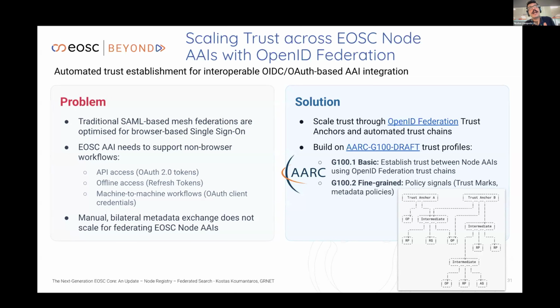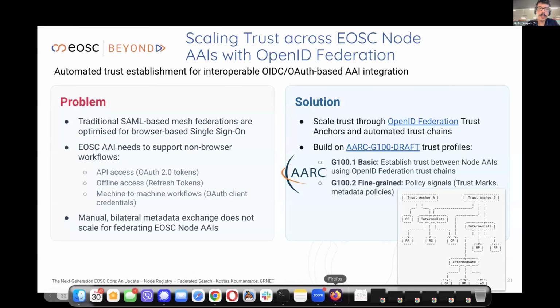This is something that is not visible to the end user. The result of the use of OpenID Federation is that the AI operators will basically need to do less work, so that they have a scalable way to connect their AIs through trust anchors.